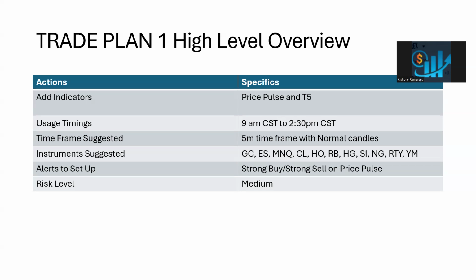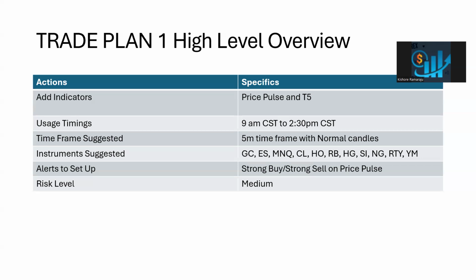Trade plan one and trade plan two are mainly for US market hours. That means if you want to take trades between 9 a.m. Central till 2:30 p.m. Central, you can use trade plan one or trade plan two. They will give you the best results. Then trade plan three is mainly for evening hours or the Asia market, Europe market, where you want to take trades in low volatile, low volume hours. That is trade plan three. So try to understand all three plans and then you can use whichever you want.